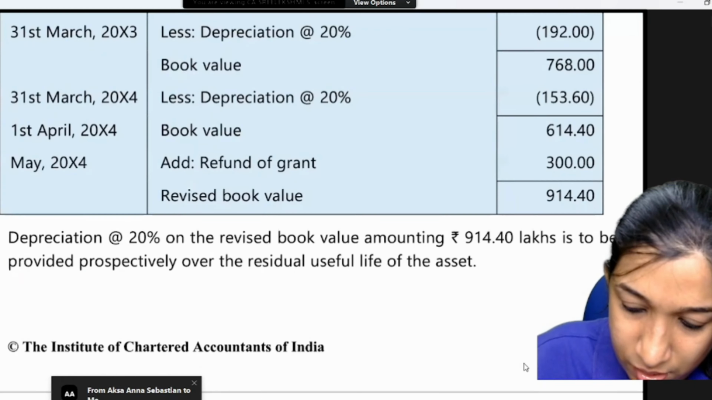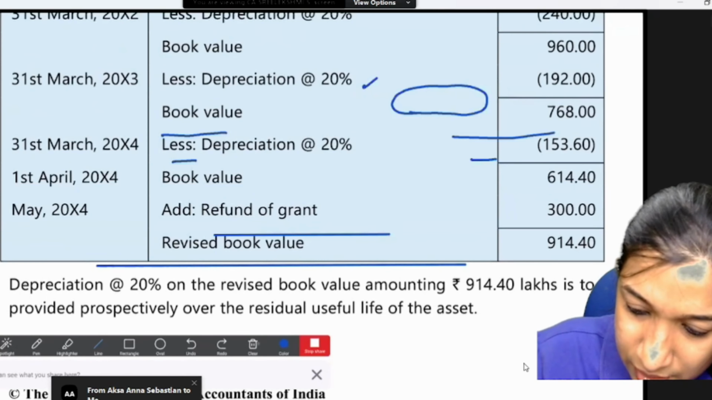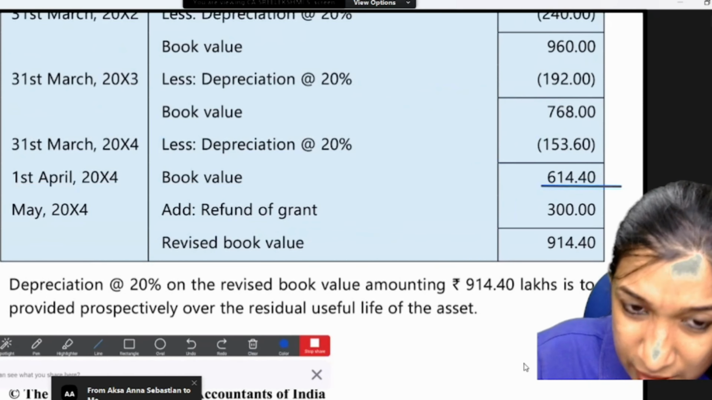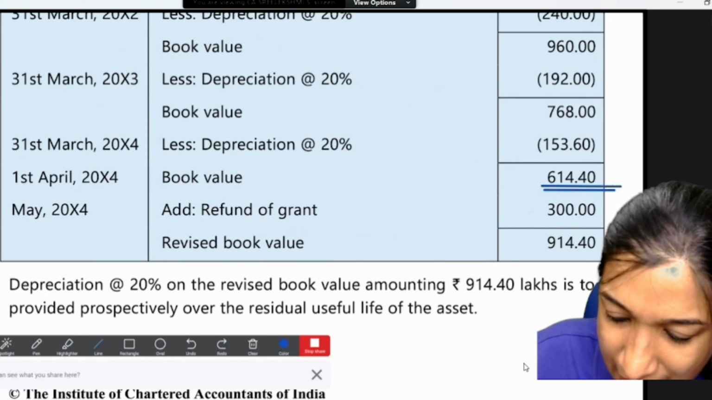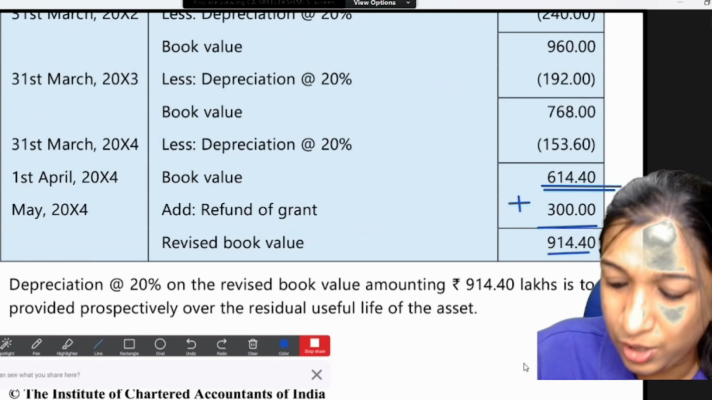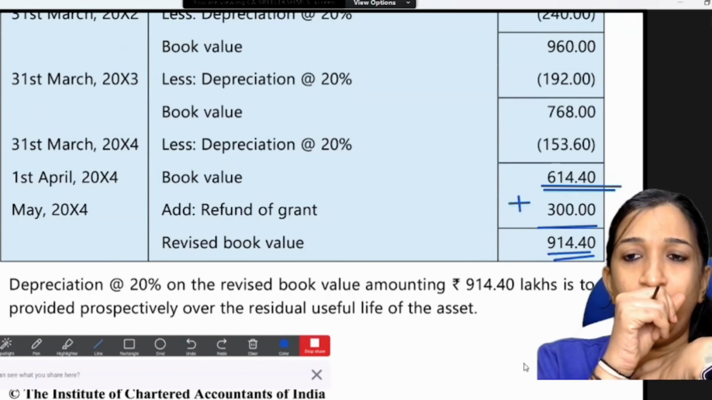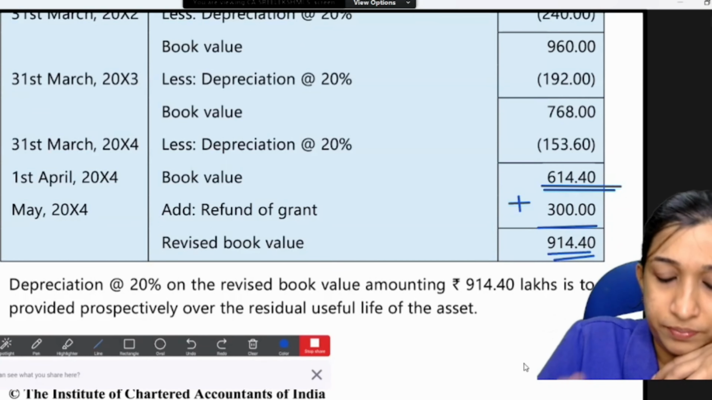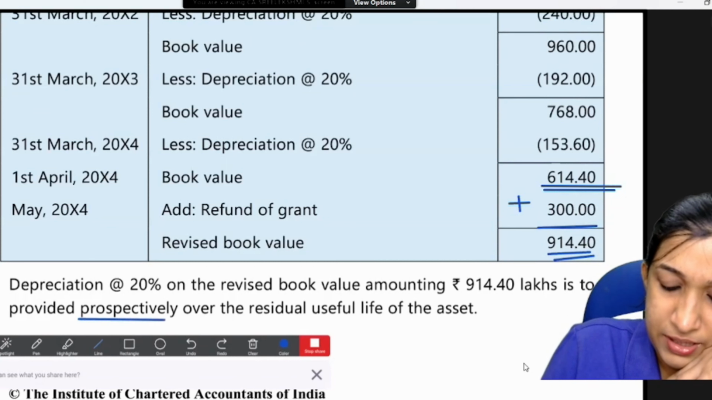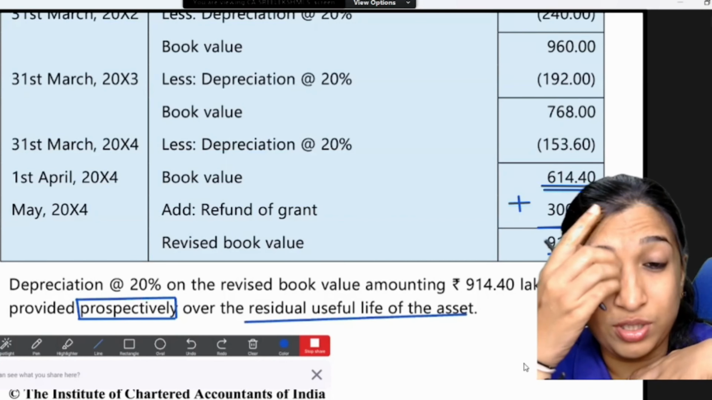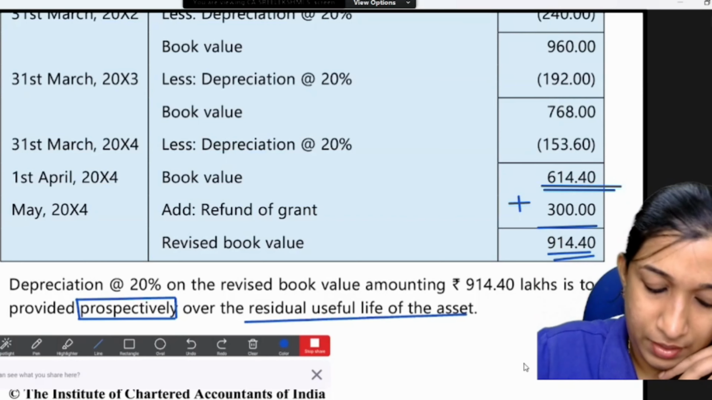See, you got this figure right, 614.4, then add the refund. So the revised book value is 914.4. So now you calculate depreciation prospectively over the remaining useful life of the asset. That's it. Okay.